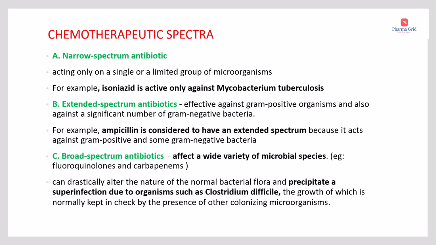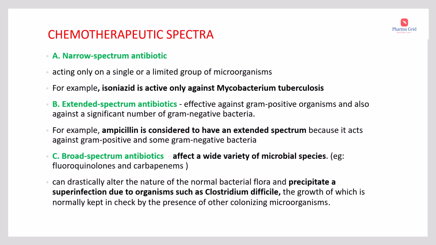Moving on to the chemotherapeutic spectra. Based on their spectrum of activity, antibiotics can be classified into three: narrow spectrum, extended spectrum, and broad spectrum antibiotics. So narrow spectrum. From the word itself, narrow means acting only on a single or a limited group of microorganisms. For example, isoniazid. Isoniazid is an anti-tubercular drug. It is active only against Mycobacterium tuberculosis. So hence it is a narrow spectrum antibiotic.